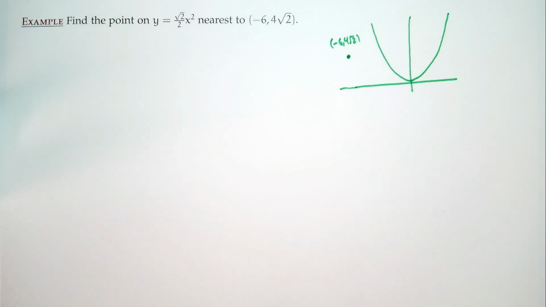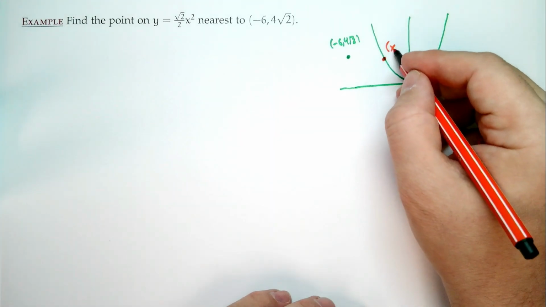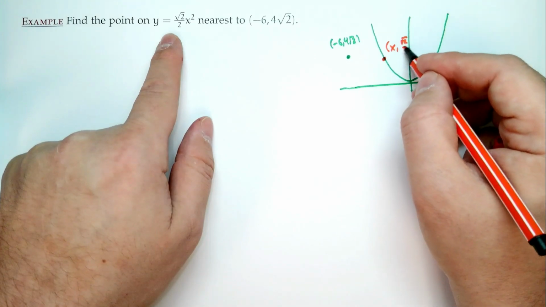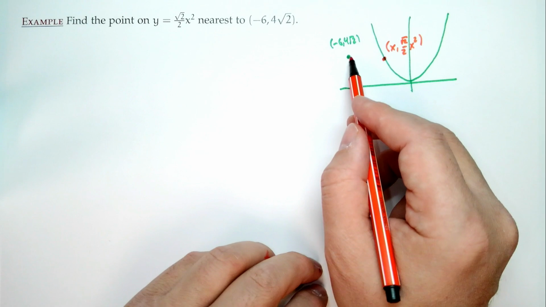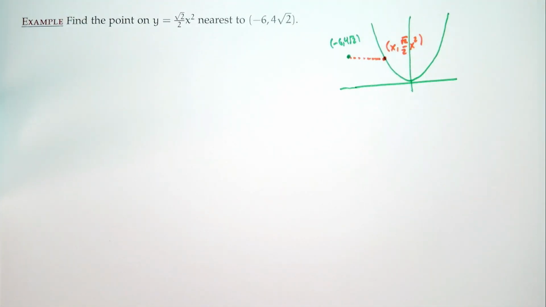So what we can think of right now is that a point on the parabola looks like the following. I have something of the form (x, y), where y happens to be square root of 2 over 2 x squared. So what I want to do is, what's the distance between those two? I want to figure out what that function is, and then I want to optimize that function.